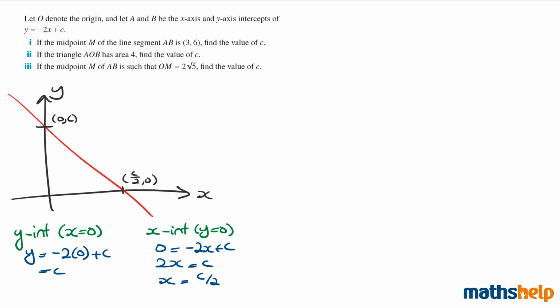We're told that M is the midpoint of AB. So if this is origin, this is our A, this is B, then the midpoint AB is here somewhere, and that's going to be the point M. What we need to do now is to find the coordinates of the midpoint. To find the coordinates of the midpoint, we use the midpoint formula, which is x1 plus x2 on 2 and y1 plus y2 on 2.